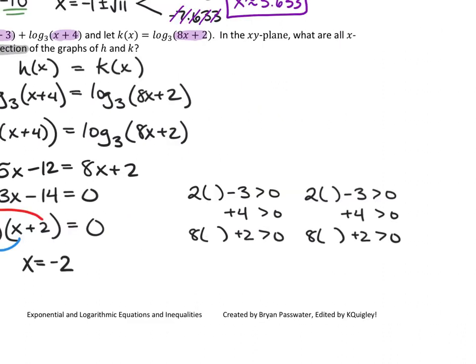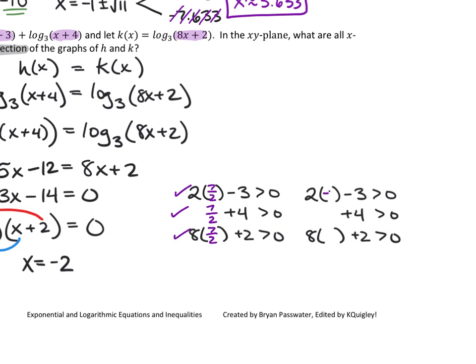Okay, if we plugged these in, the first one would be 2 times 7 over 2 minus 3. That's 14 over 2 minus 3. That is a positive number. That one works. 7 over 2 plus 4 is a positive number plus a positive number. That's still going to be positive. And then 8 times 7 over 2 is, what's 56 divided by 2? 28. 28 plus 2 is still a positive number.